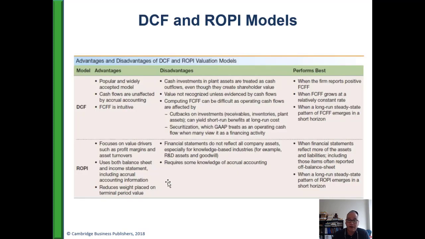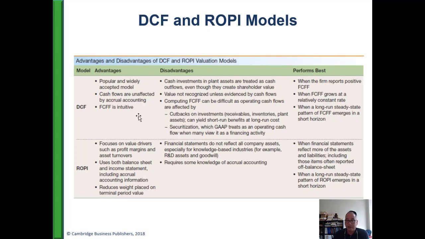So we've gone over two different models here, the discounted cash flow model and the ROPI model. The discounted cash flow model has the advantages that everybody uses it. It's not so much affected by accrual accounting, and the idea of free cash flow is something that everybody understands. But the disadvantage is that there are some inaccuracies in how these calculations are made. Any cash investments are really just treated as cash payments. It doesn't properly distinguish between operating and financing values. And computing actual free cash flow can be a little bit complicated.